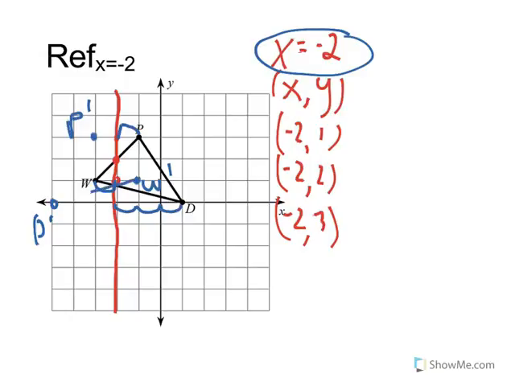So when I connect the points, the blue one is our reflected shape across the line. X equals negative 2.